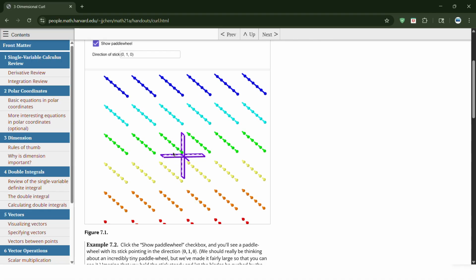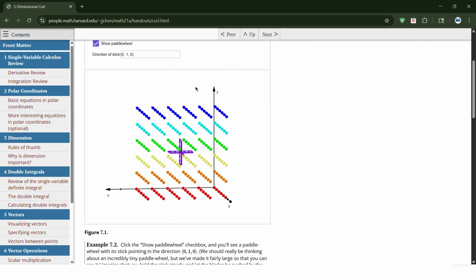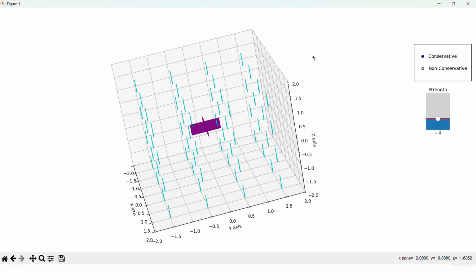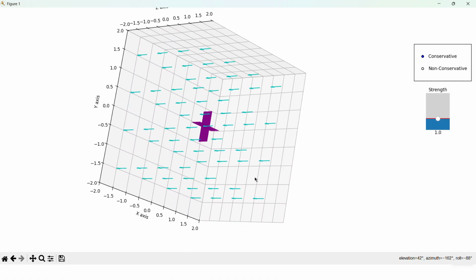No, this is simply passing through it. So therefore we can conclude that the rotational effect is equivalent to zero. So this is a conservative field. We can understand it by this definition also, by this animation also.